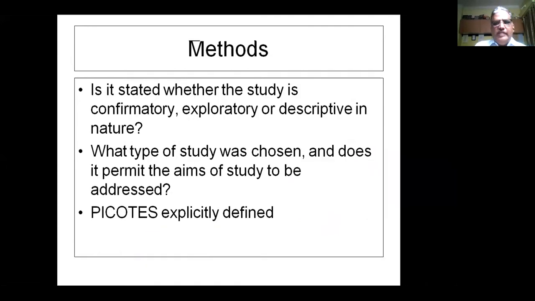Now, when you are looking at the methods, apart from this, we need to look at whether the study is confirmatory in nature, exploratory in nature, or just descriptive in nature. That should be very clearly seen in the methods part. And the type of study that was chosen, does it permit the question that they want to answer, the aims and objectives, would they be able to fulfill? And every aspect of PICOTS, the population, the intervention, the comparator, various outcomes very clearly defined, the time frame, effect size, and the type of study set, it should be explicitly defined, the period of the study, ethical clearances. So all this should come very, very clearly in the method section.